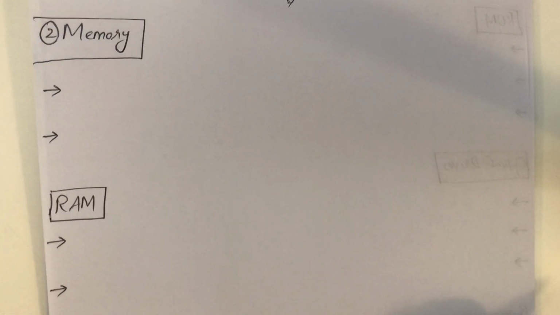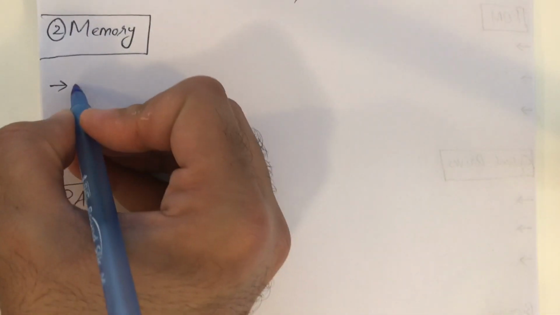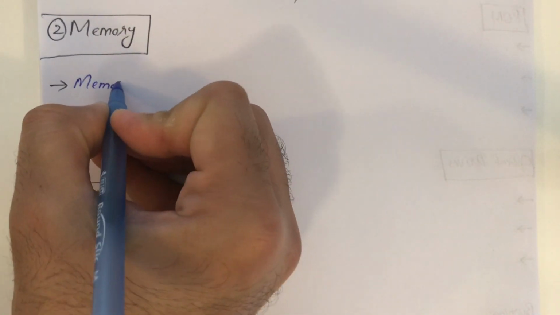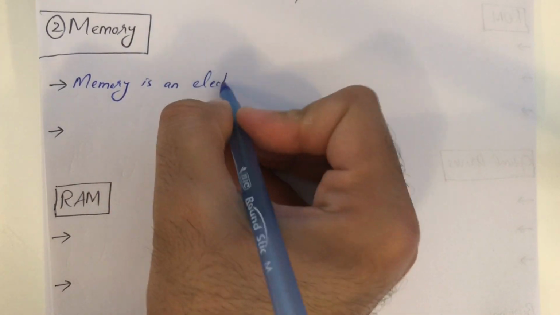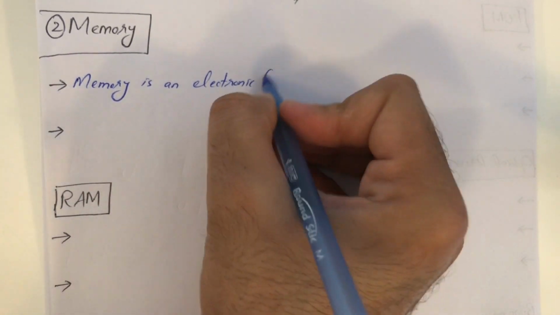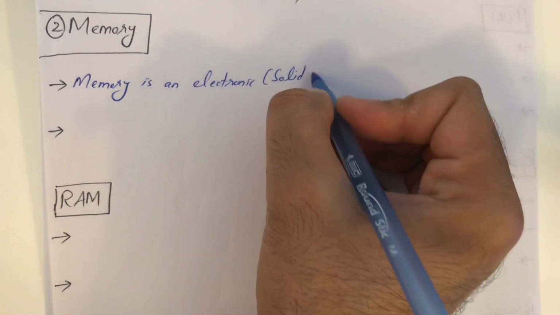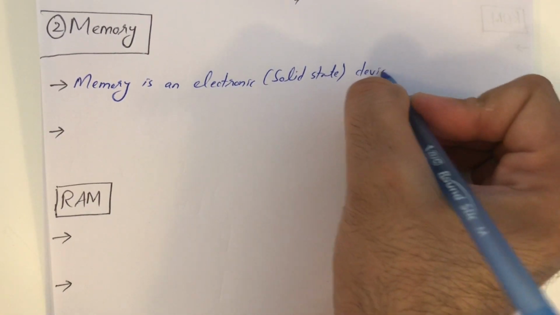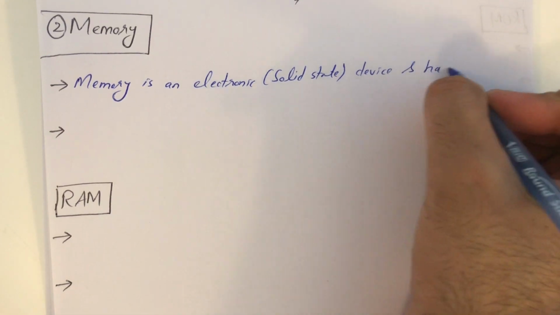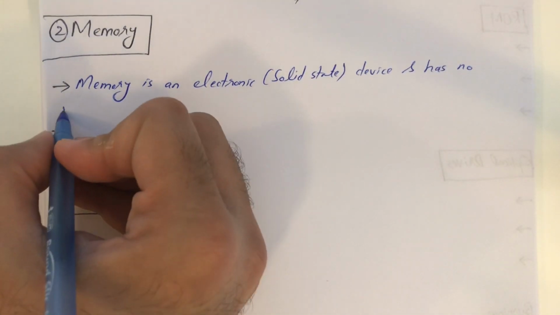Okay, let's move on to memory. Memory is basically, you can say, an electronic device. So memory is an electronic, you can say, solid state device and has no moving parts.